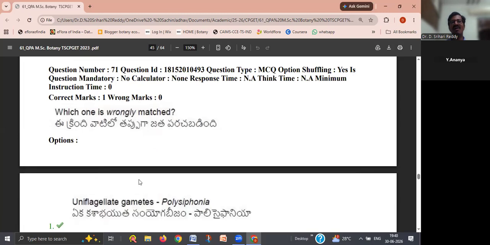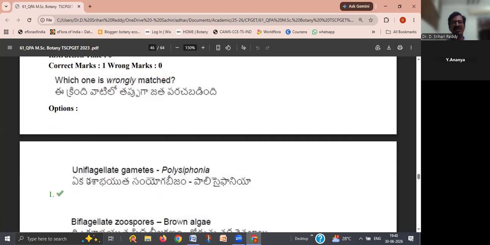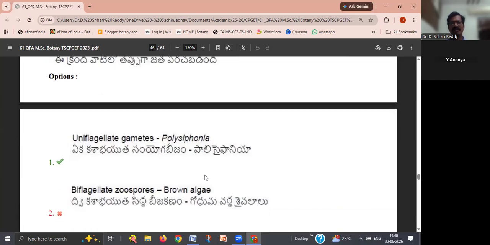Next, which one is wrongly matched? Here you see uniflagellate gametes. They are asking for the wrong statement. Uniflagellate gametes in Polysiphonia is a wrong statement, because in Polysiphonia we don't find any flagella, either in the case of the gametes or in the case of the spores. For example, from the tetrasporophyte, tetraspores are produced, and here we don't find flagella in the case of the gametes. So that is the option we should give.